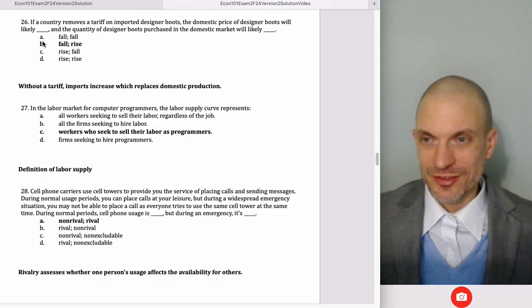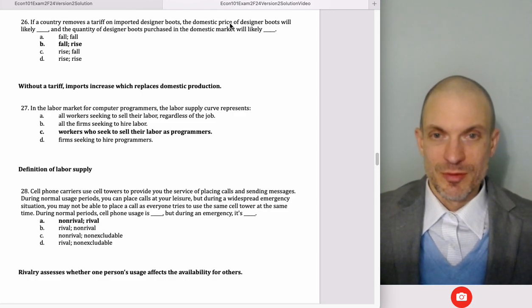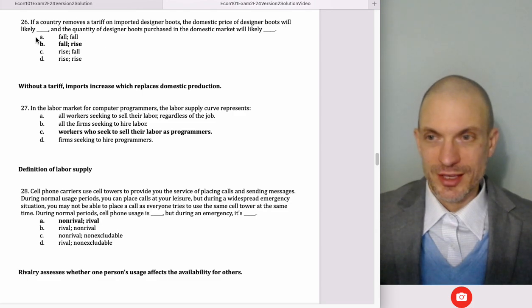If a country removes a tariff on imported designer boots, the domestic price of designer boots will likely blank, and the quantity of designer boots purchased in the domestic market will likely blank.